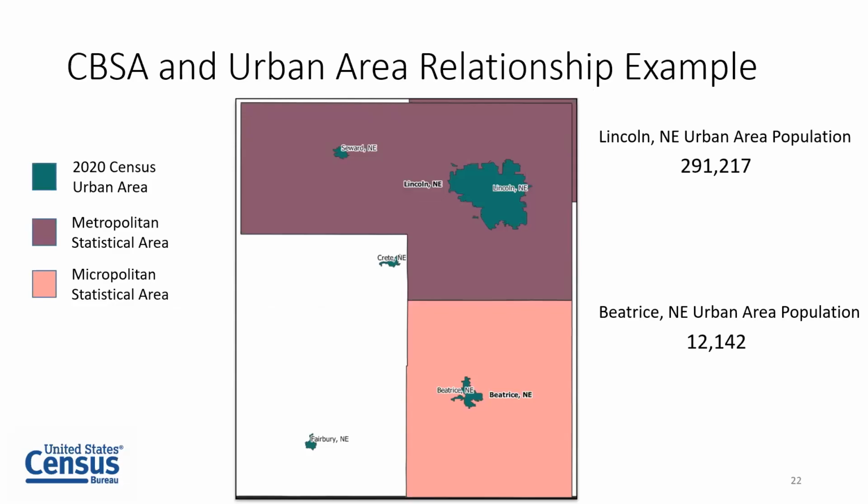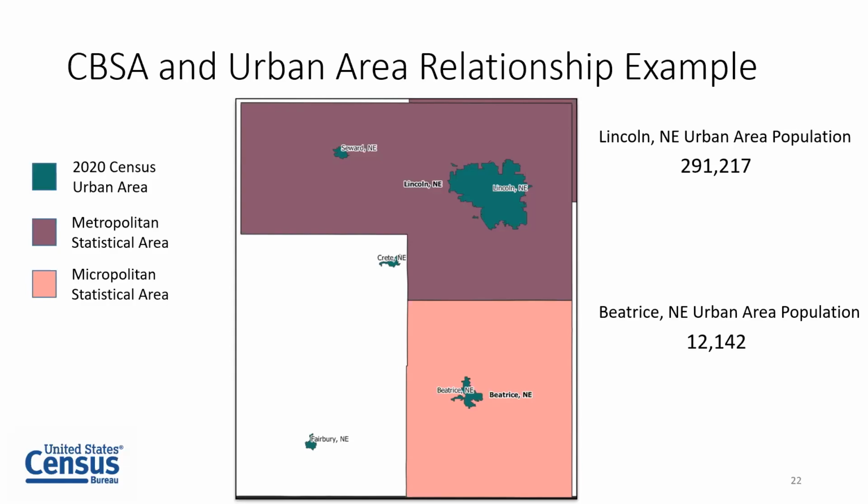So this slide gives an idea of the relationship between urban areas and core-based statistical areas, and how they're related to each other. We see here the 2020 census urban areas in green, the metropolitan areas in purple, and the micropolitan areas in pink. If we look at the 2020 census Lincoln, Nebraska urban area, we see that there are 291,217 people in that urban area. So that makes this urban area a nucleus for a metropolitan area due to its population.